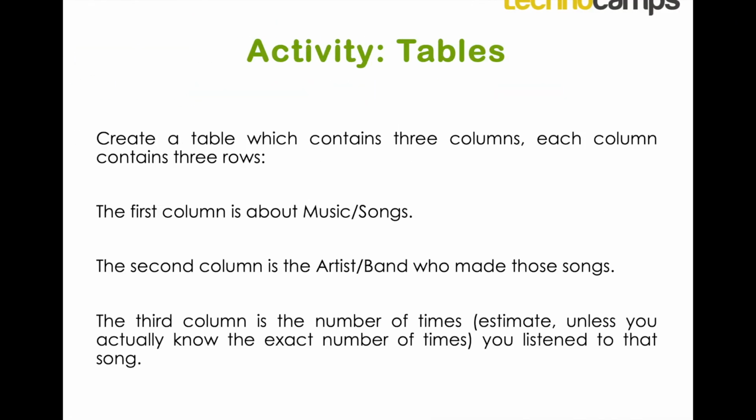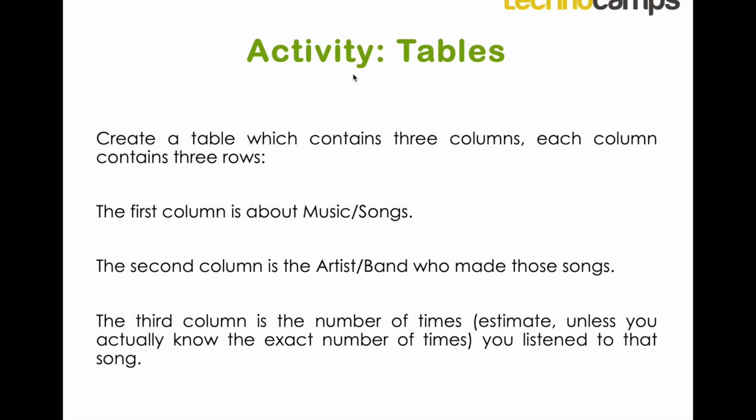Okay, so for your final activity, I would like you to pause the video and create a table which contains 3 columns. Each column contains 3 rows. The first column is about music/songs. The second column is the artist/band who made those songs. And the third column is the number of times you've listened to that particular song.